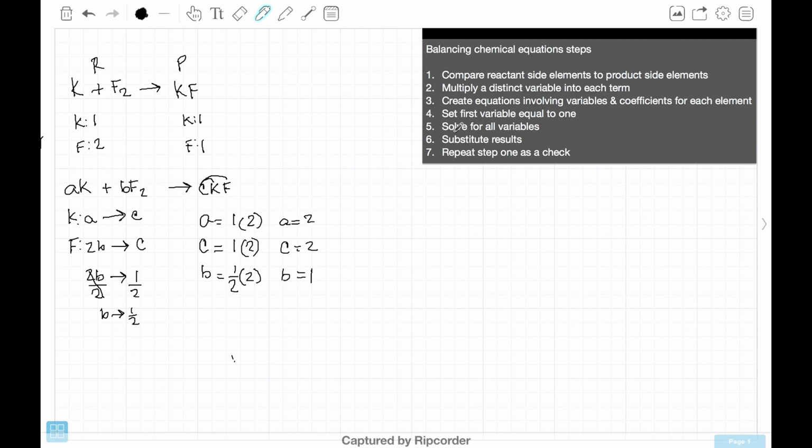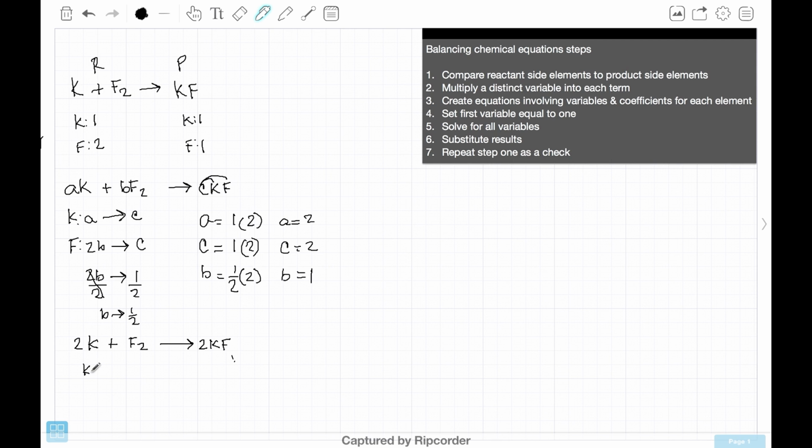So it says substitute your results. So now we have 2 for A times K plus 1 for B. So you're just going to write F2 and 2 for C. So you're going to write 2KF. And lastly, repeat step 1 as a check.